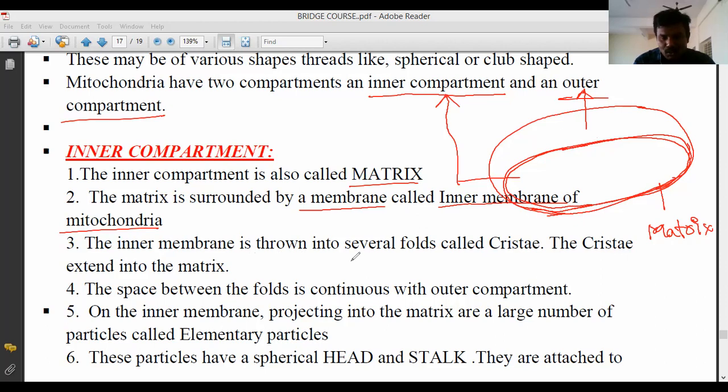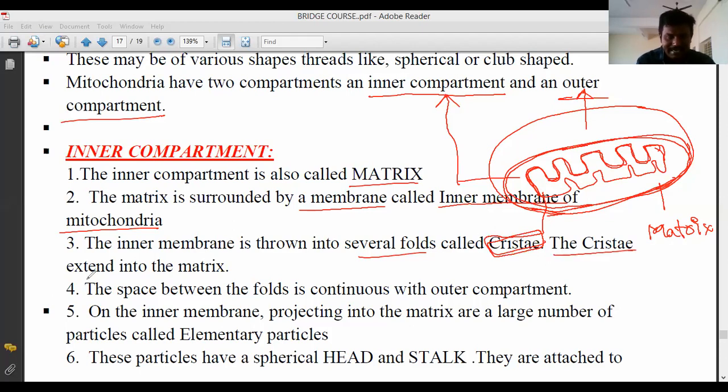The inner membrane is thrown into several folds. See here, it has several folds. This entire thing is the inner membrane only. So these folds are called cristae.